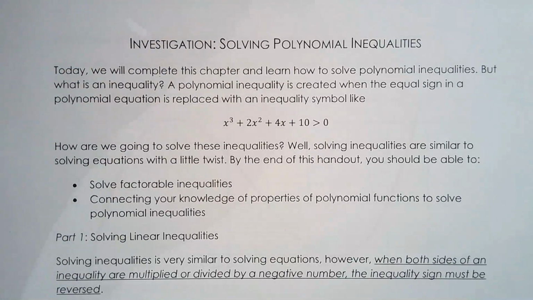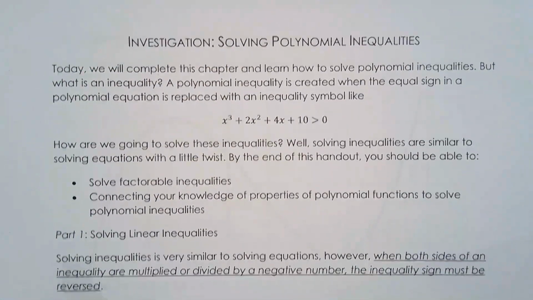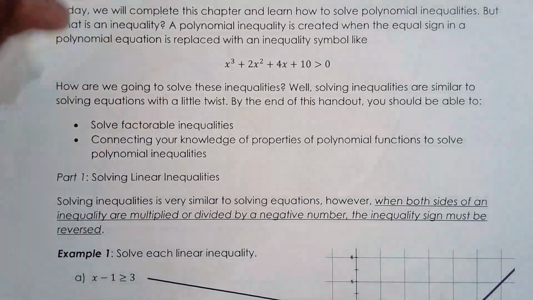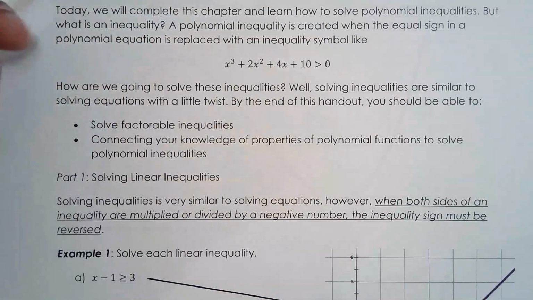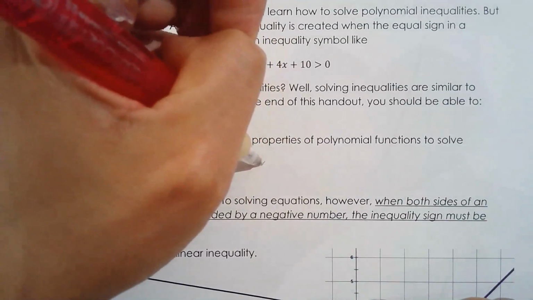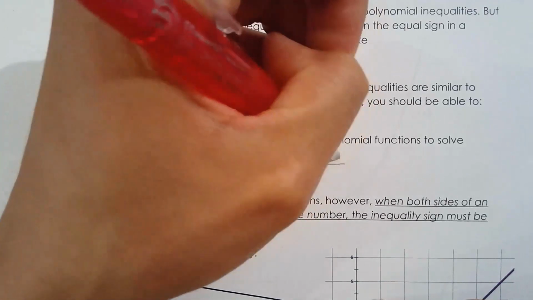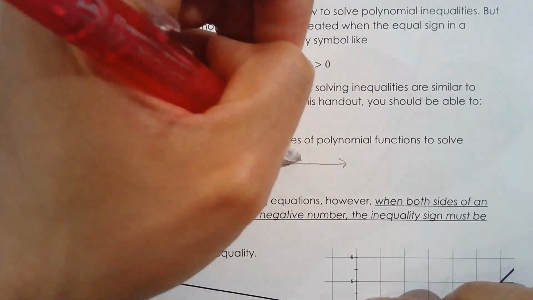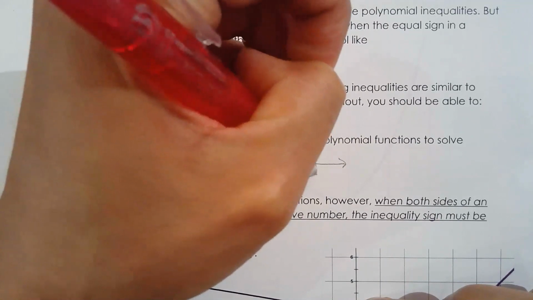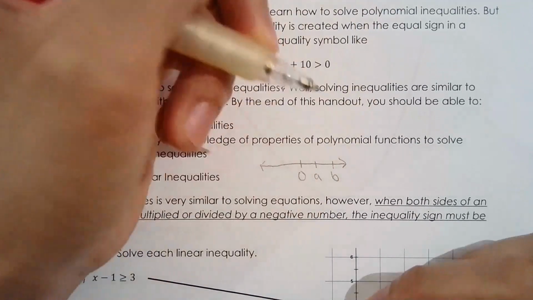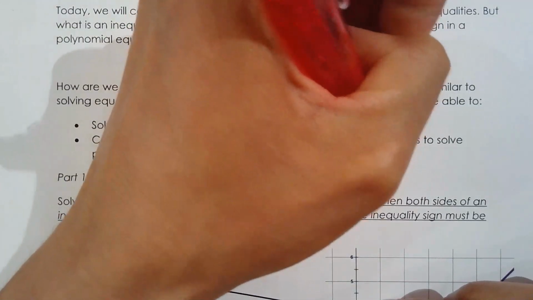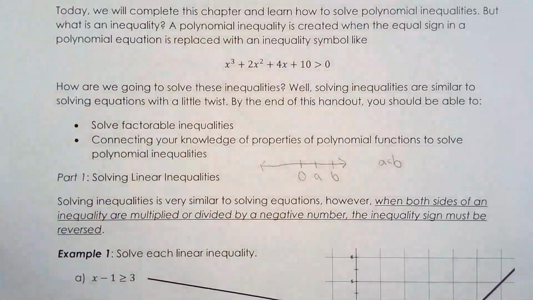Before I solve a linear inequality, I just want to go through some rules with solving inequalities. I'm going to talk about the 4 basic operations: adding, subtracting, multiplying, dividing. I'm going to start with the number line. What you see here is the fact that A is less than B. Clearly A is less than B.